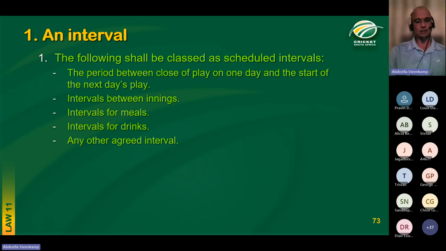So what they did was, on day 1, with the Queen coming at 11:30, play started on time at 10:30. They played for an hour. Then there was an agreed interval of 15 minutes from 11:30 till 11:45, where the late Queen came onto the field and greeted the players. That is just an example of an agreed interval, when the Queen came to greet the players.